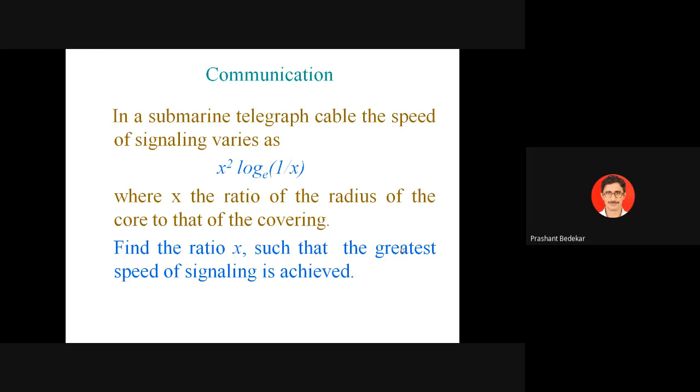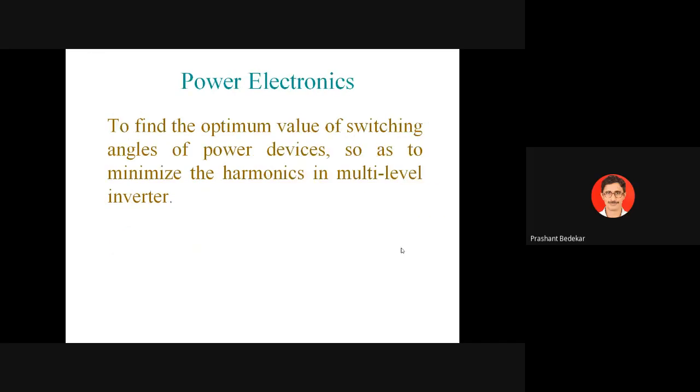This is an example in the field of communication. Power electronics. There are so many people who have worked on this same problem, and still many researchers are working with this problem. They are trying to devise newer and newer methods to solve it. To find the optimum value of switching angles of power devices. Power devices may be thyristor, IGBT, or anything. So find the optimum value of switching angles of power devices so as to minimize the harmonics in a multi-level inverter.